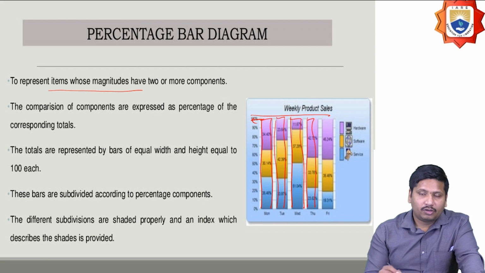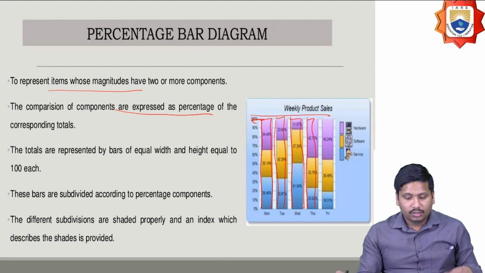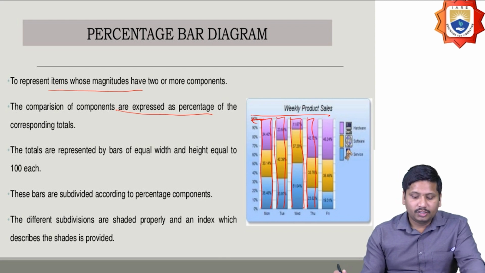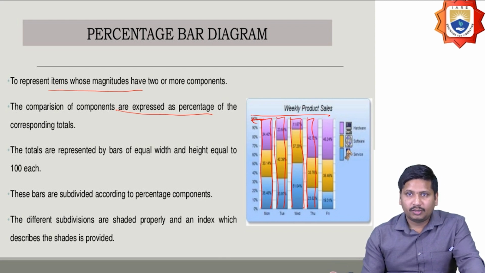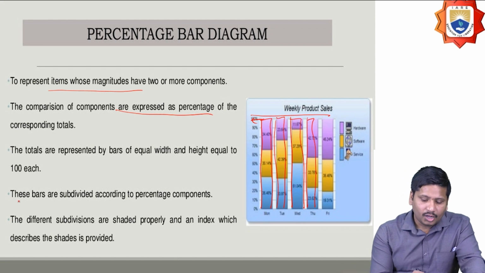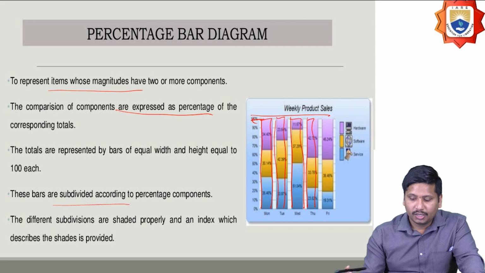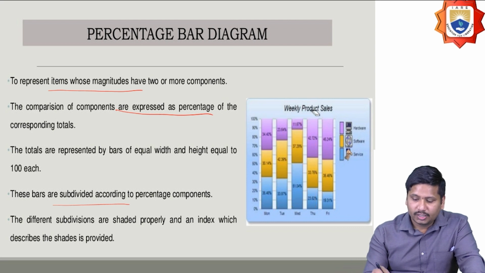The comparison of the components is expressed as a percentage of the corresponding totals, and the totals are represented by bars of equal width, with height equal to 100. These bars are divided according to the percentage components, the different divisions are shaded properly, and an index which describes the shades is provided. By seeing this, let's take an example.